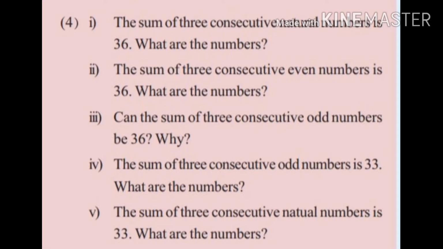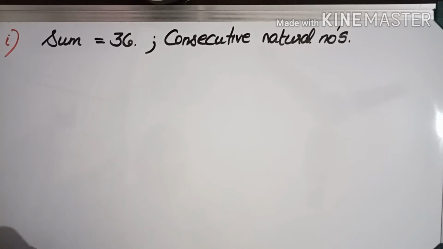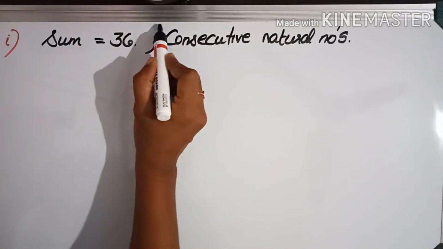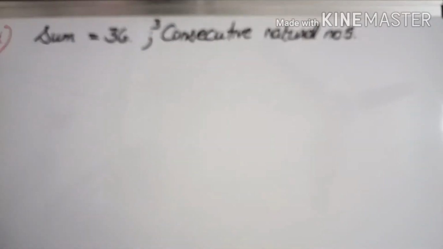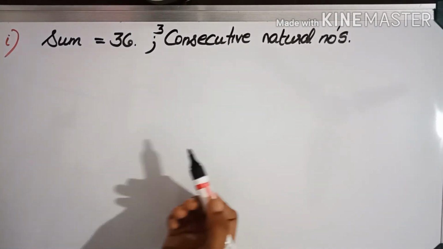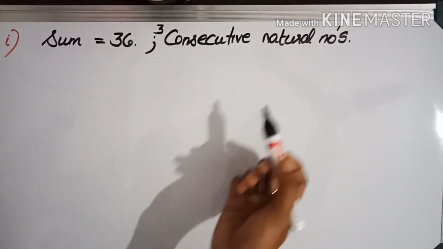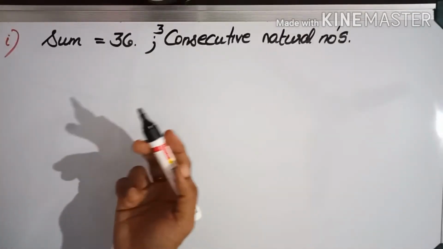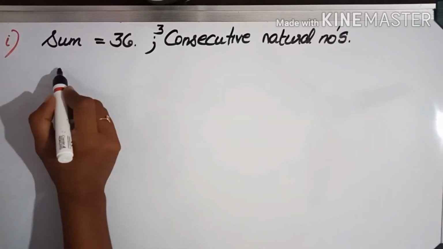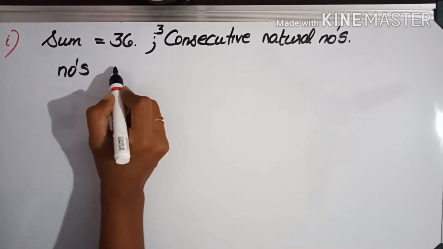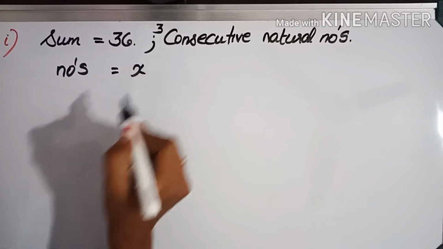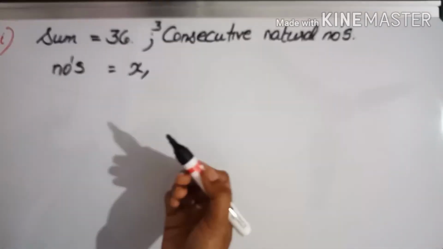First sub question: the sum of 3 consecutive natural numbers is 36. What are the numbers? Here we have to consider 3 consecutive natural numbers. Consecutive means continuous numbers. Then natural numbers. So let's consider the first number equal to x.